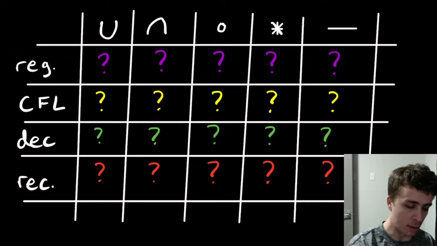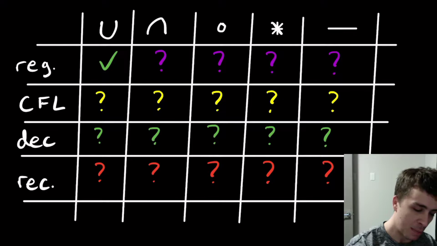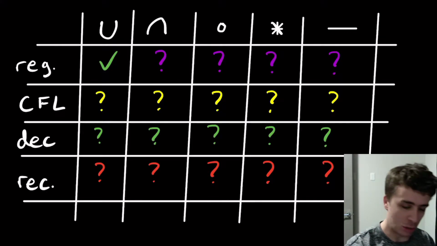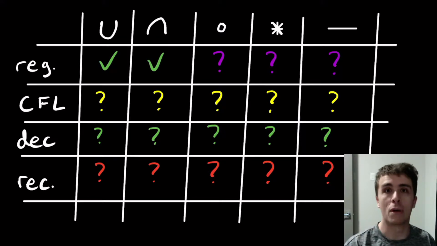So we have regular languages. Are they closed under union? And the answer, of course, is yes, because of the product construction. Intersection is the same story. You just change what final states you got.